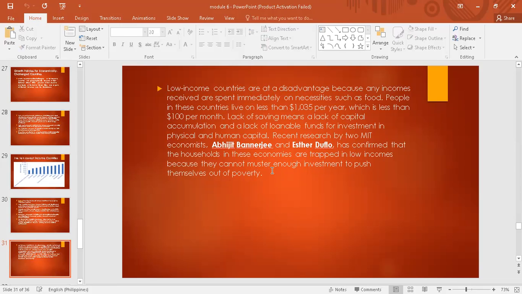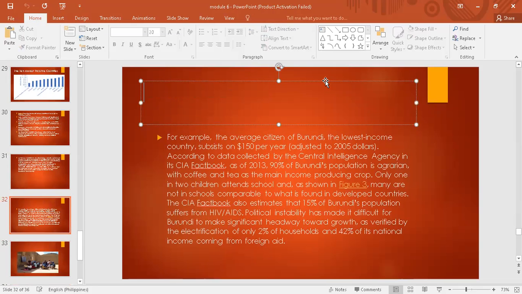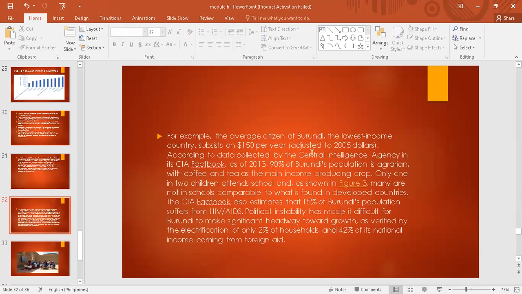And they cannot master, these countries, they cannot master enough investment to push themselves out of poverty. So for example, this is from a study by two researchers. The average citizen in Burundi, their lowest income is $150 per year. So how much is that?